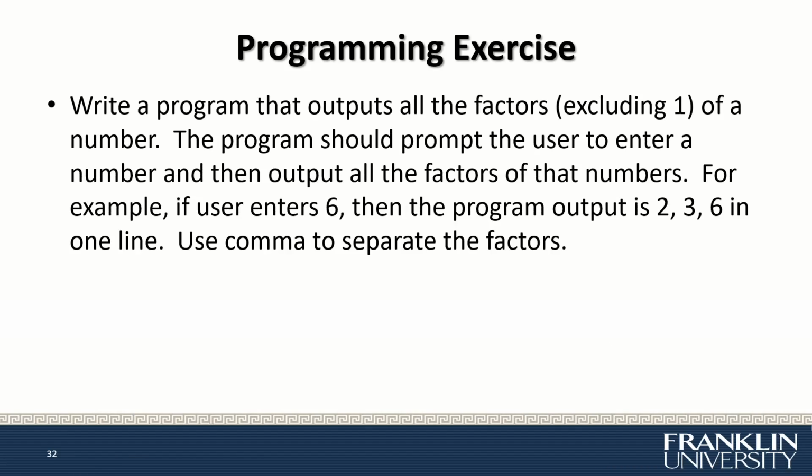Write a program that outputs all the factors excluding one of a number. The program should prompt the user to enter a number and then output all the factors of that number. For example, if the user enters 6, then the program outputs 2, 3, 6 in one line. Use a comma to separate the factors. I want you to take a look at this exercise and think about what kind of loop you will use and how to display a string and output one line that is comma separated. I will do this during a lecture.